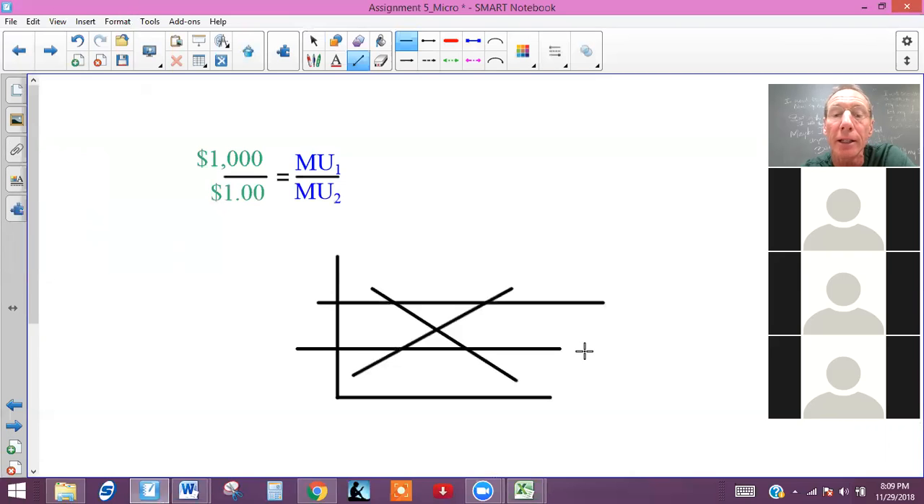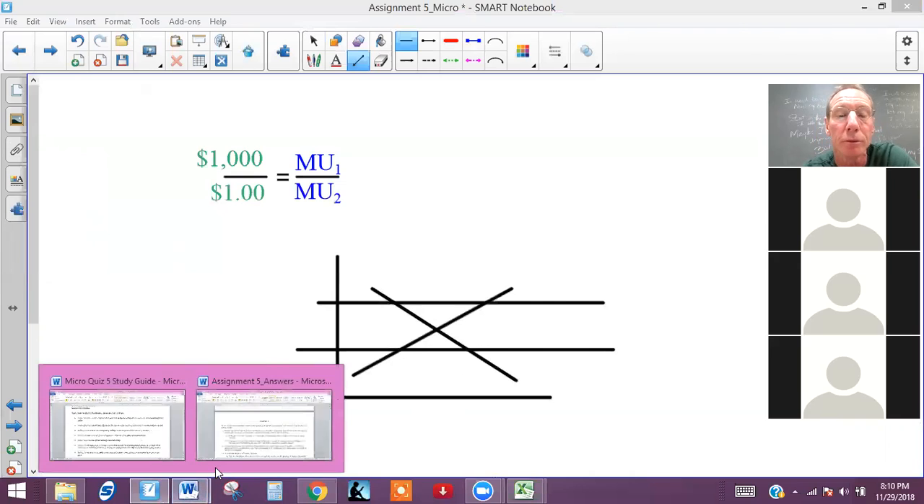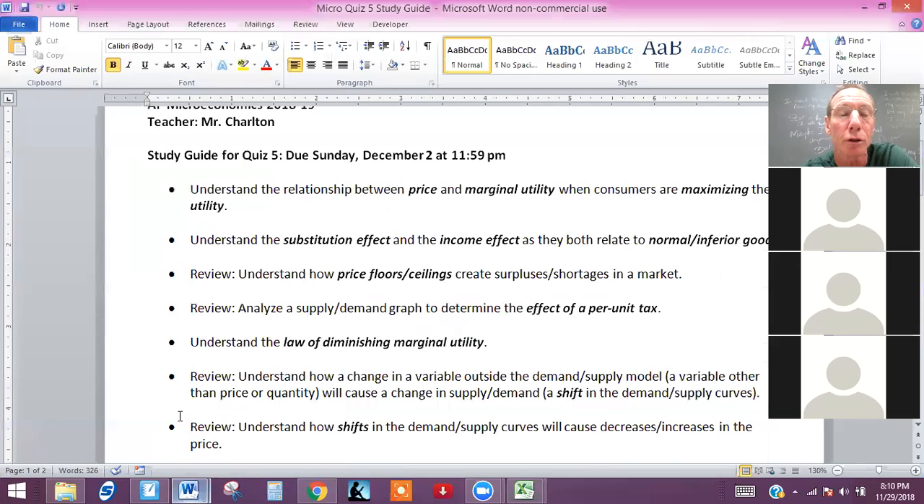A price ceiling means that there's a ceiling, so prices cannot go above a certain point. And if it's going to be an effective price ceiling, it's got to be below the market price, and that's going to create a shortage because demand at that point is higher than supply. Okay, and that's review. Just thought I would go over that again.